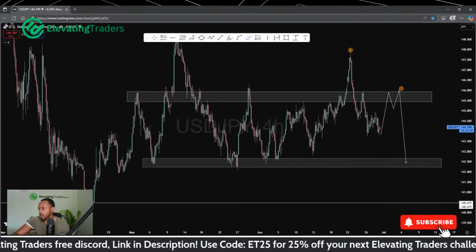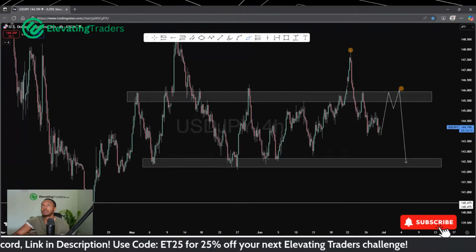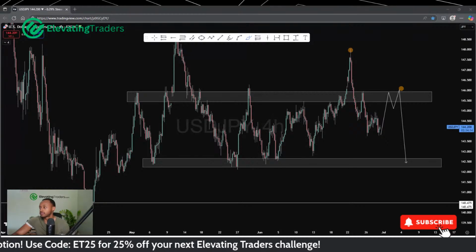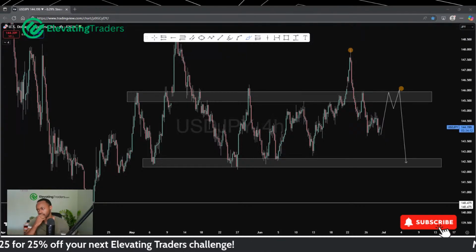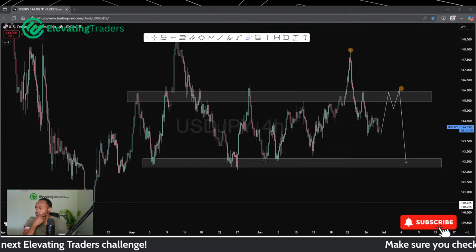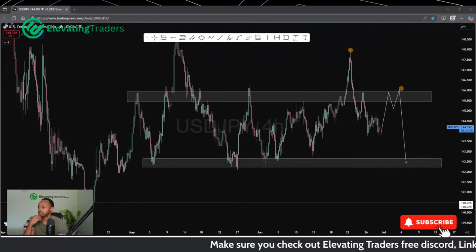Okay, so hopefully that made sense. Fundamentally, pound is stronger than Aussie at the moment. Yeah, pound has been stronger than Aussie. I'm looking to see if that can turn around.